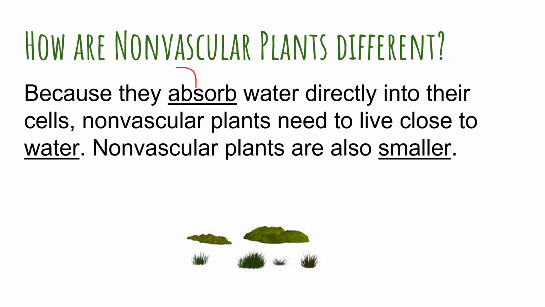Because these types of plants, the non-vascular ones, absorb water directly into their cells, non-vascular plants need to live close to water. You are never going to find a non-vascular plant living not near water, okay, or at least not for very long. Non-vascular plants are also smaller because of this reason, which I just explained in the last slide. But all three of those, mosses, liverworts, and hornworts, typically live or can be found in a marshy, wet, rainforest-like kind of area. You're not going to find them in your typical dry regions. It's got to be wet, it's got to be moist, moist enough for these plants to survive.